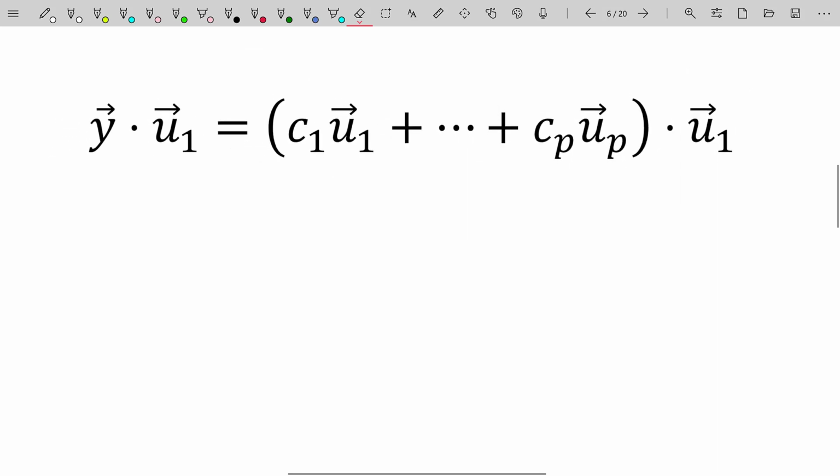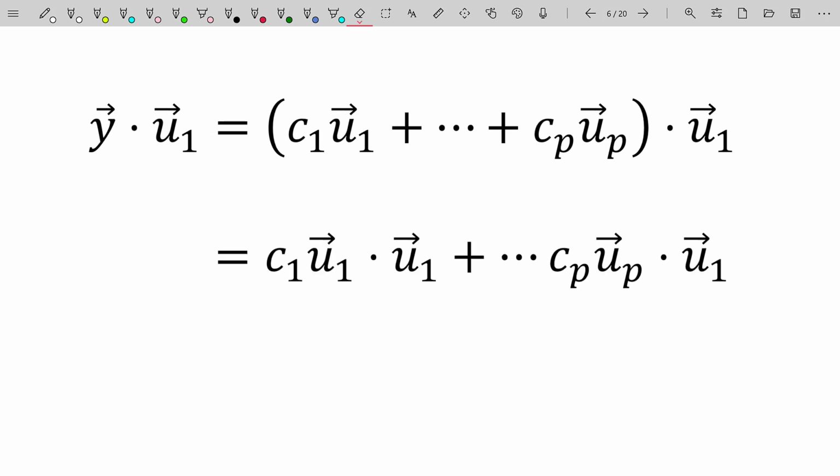But we know that y dotted with u1 is that linear combination dotted with, well, u1. Using distribution, we get to here, and by the way, just like I said in the last video, I'm missing a plus sign there. Somewhat of an annoyance, but oh well.